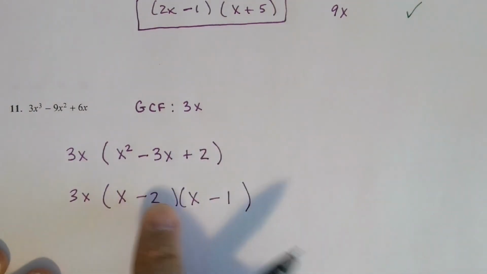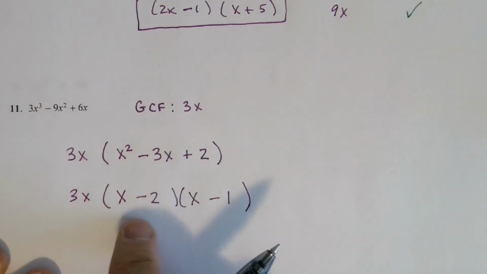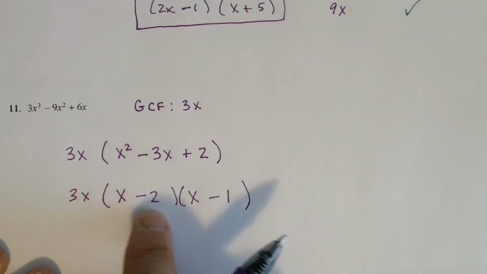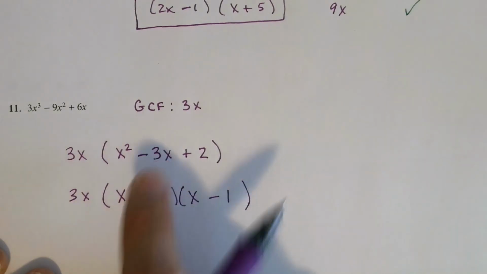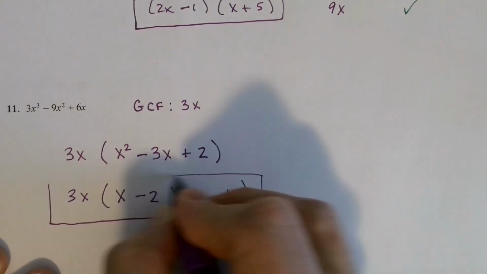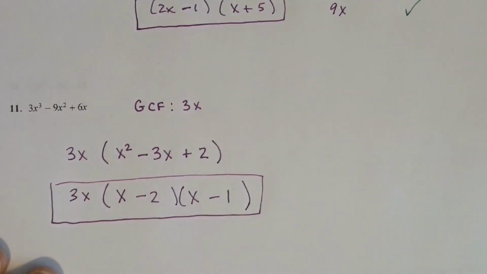If I multiply negative 2 times negative 1, I get positive 2, but when I add them, I get negative 3x. And so my outer is negative x, my inner is negative 2x. They add to negative 3x. And there is my factored expression.